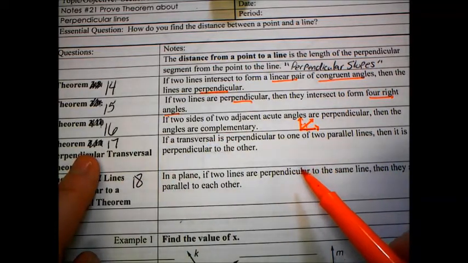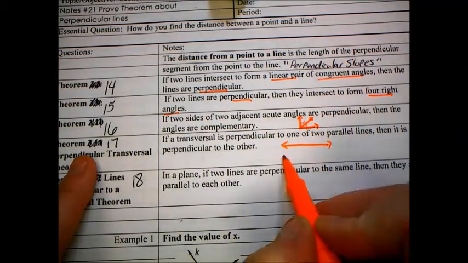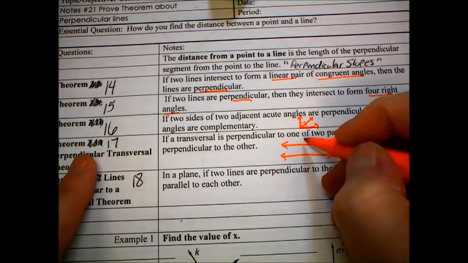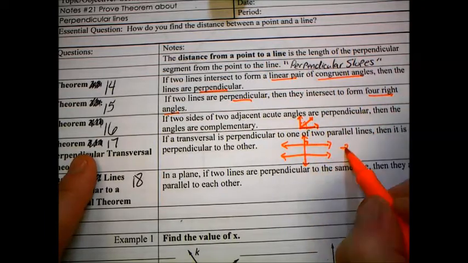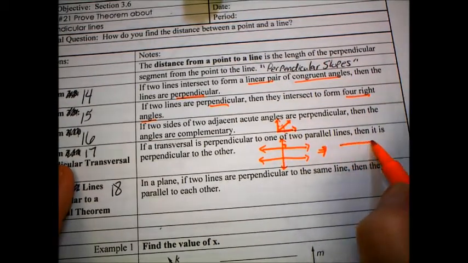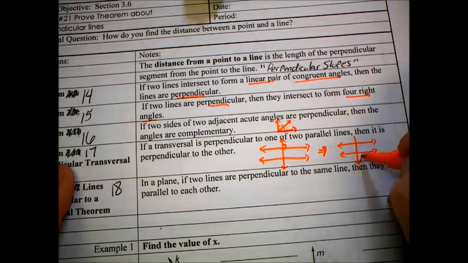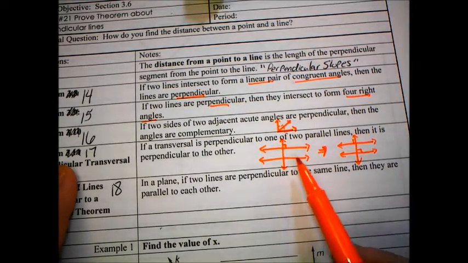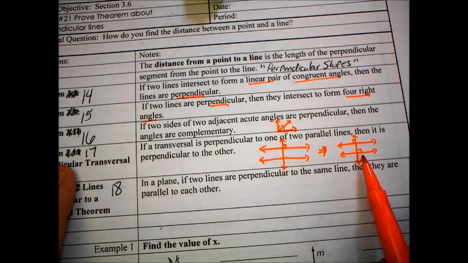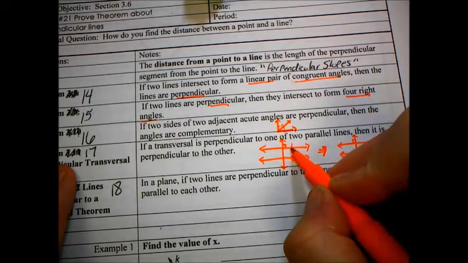Theorem 17 says if a transversal is perpendicular to one of two parallel lines, then it is perpendicular to the other. So if I have a transversal that's perpendicular to the first one, then the result is that the transversal will be perpendicular to both lines. So you start with one being perpendicular, the result is both of them are perpendicular. And that's only if these lines are parallel.